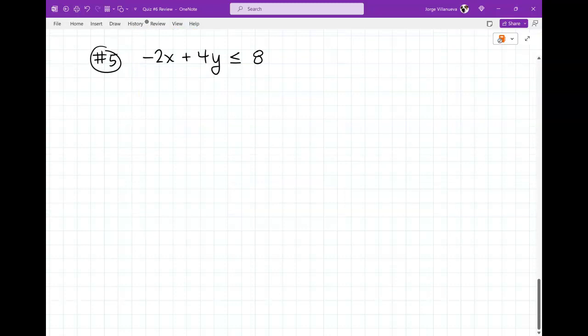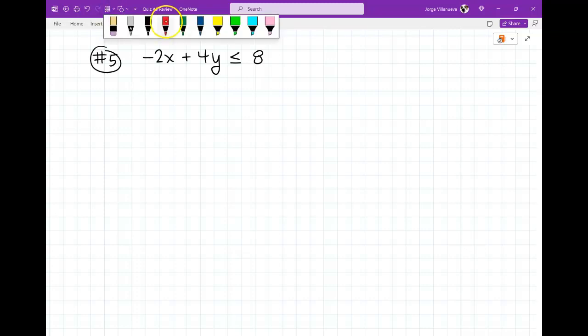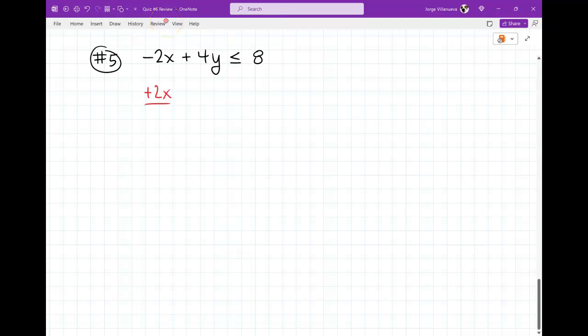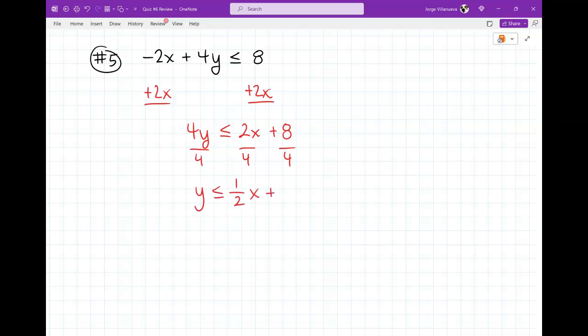The only difference between this one and the other one is you have to solve for y. But once you do that, the rest is the same. To solve for y, let's get that minus 2x and throw it over to the other side. We add 2x to both sides, so 4y is less than or equal to 2x plus 8. Then we get y by itself, so divide everything by 4. So y is less than or equal to 1/2 x plus 2.